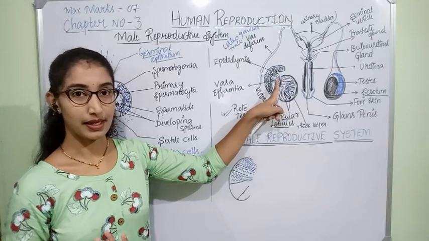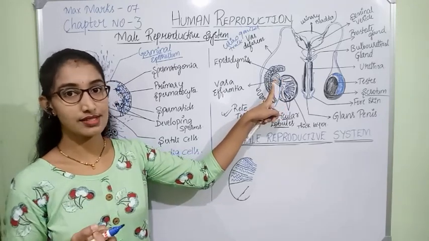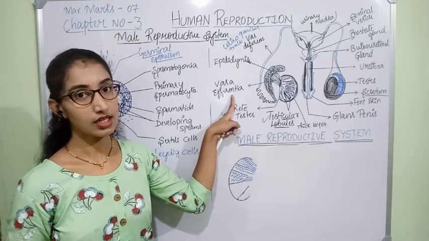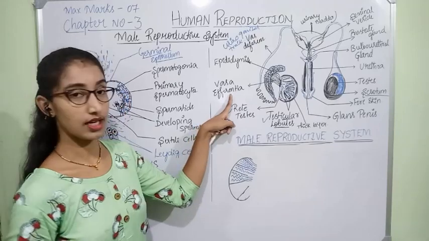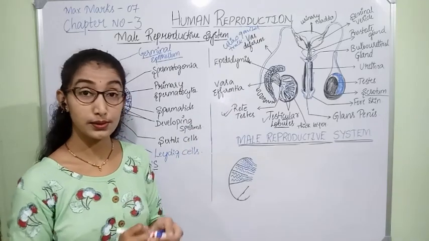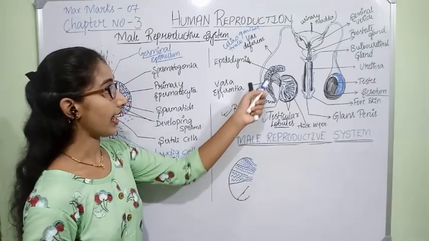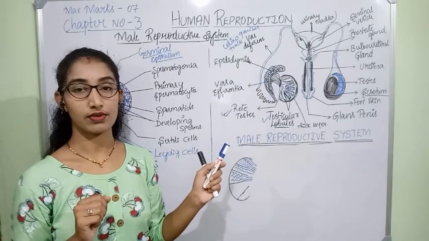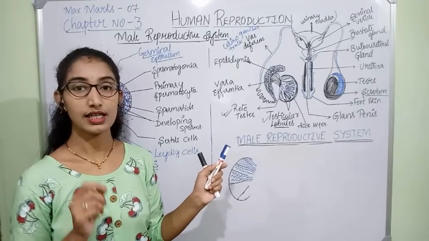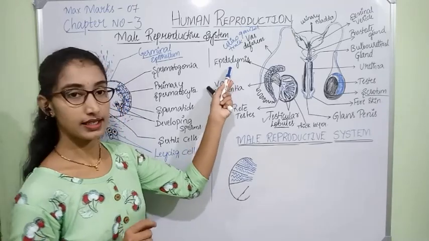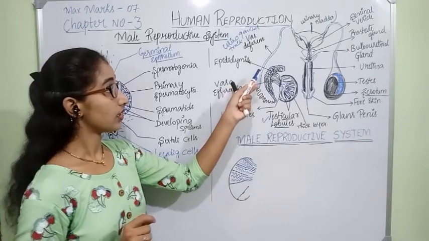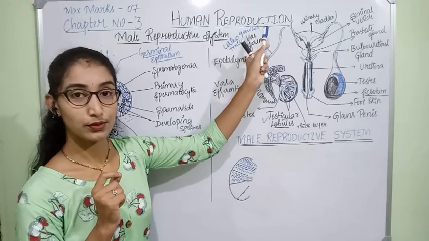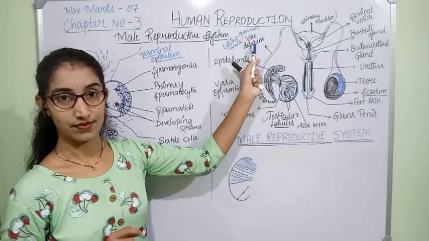The rete testis is continued by the next duct, which receives and collects the sperms, that is, the vasa efferentia. These vasa efferentia are further continued and open at the epididymis. All the vasa efferentia are connected to the epididymis, and the epididymis further continues to form the vasa deferens.